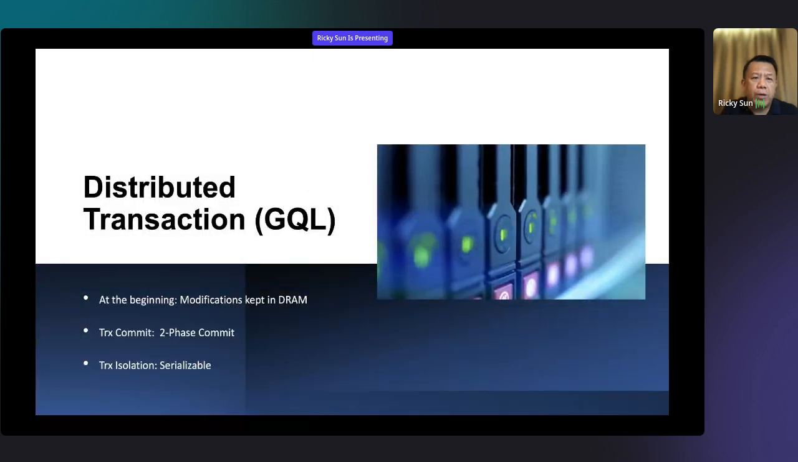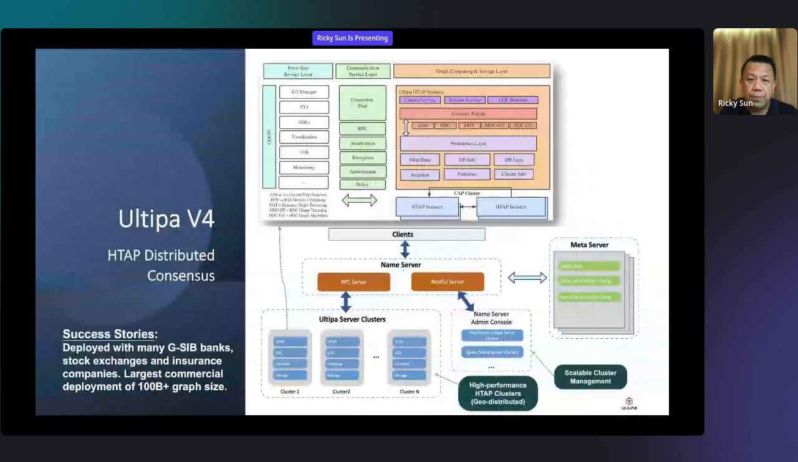And the other topic is really about how we do distributed transaction from the graph query language perspective. At the very beginning, the modifications are actually kept in DRAM. And for the GQL transaction commit, it's two-phase. Sometimes people will prefer three-phase. It's up to you. And also, the transaction or event isolation is serializable, right?